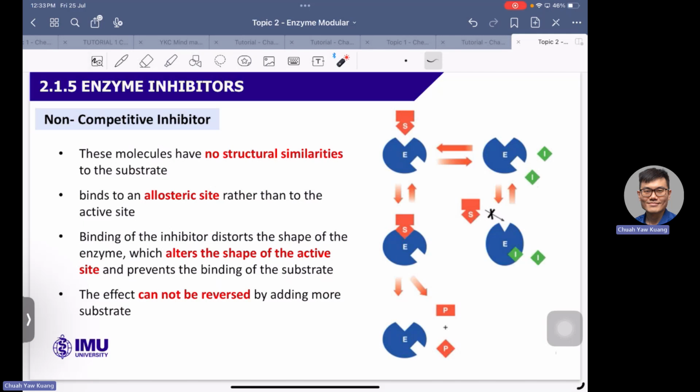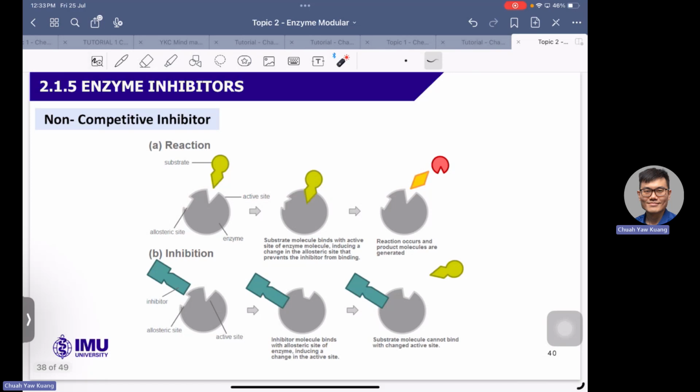Normally they will bind permanently, so that's why it cannot be reversed. But some of these non-competitive inhibitors can bind loosely. If they bind loosely, they detach, and then the enzyme will reverse. But most of the time they won't reverse. They will bind permanently. So this is how it works.